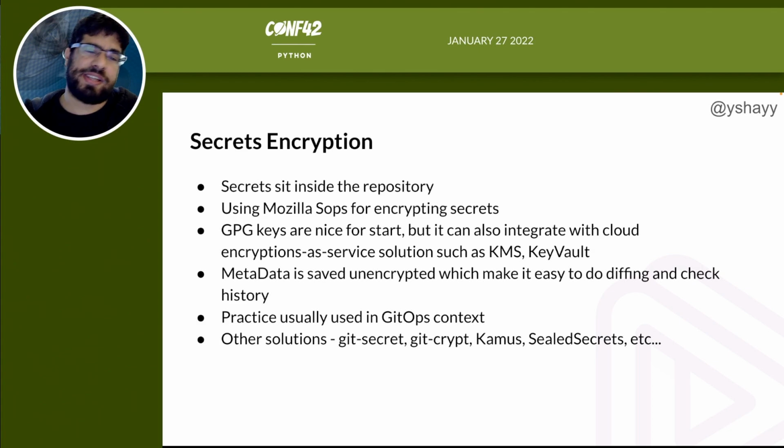The metadata, such as the keys, are saved unencrypted, so it makes it very easy to do diffing and check history, as we saw in the Git diff. This practice is not actually used for dev environments all the time. It's actually popular in a GitOps context when deploying stuff to production that needs secrets. There are other solutions as well, such as Git Secret, GitCrypt, and others.